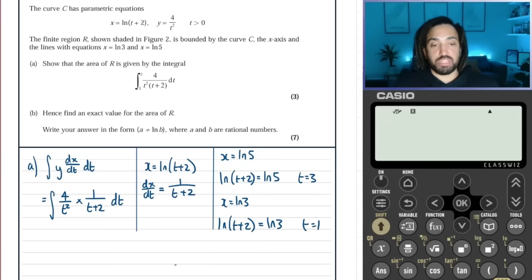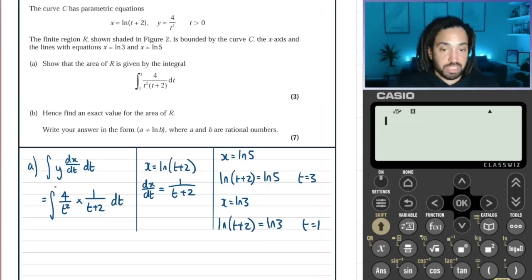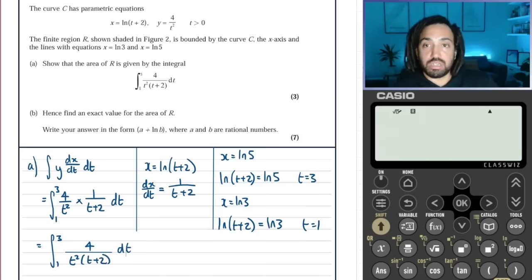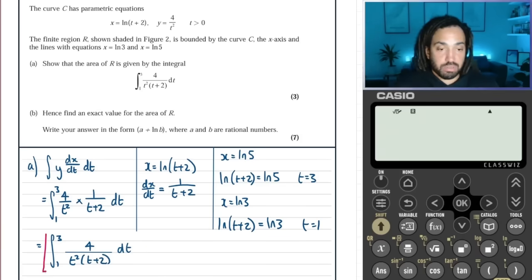Okay, so we've shown what the limits should be. So we can just put those in there, 3 and 1, and then we can just push them all together to get 4 on top over the two denominators times together, as we would do when multiplying fractions. And there we go, that is our integral.